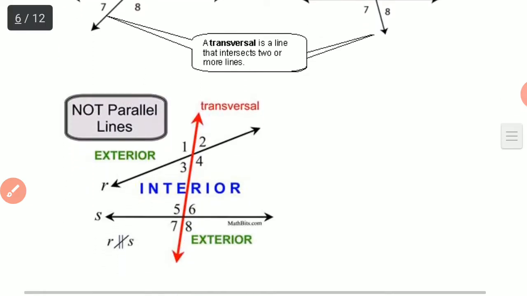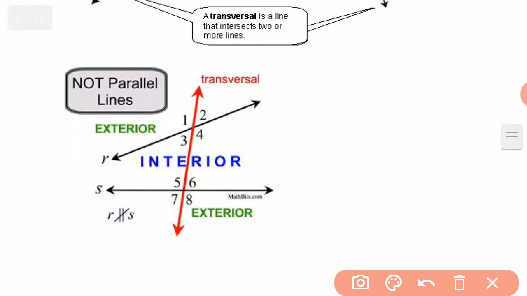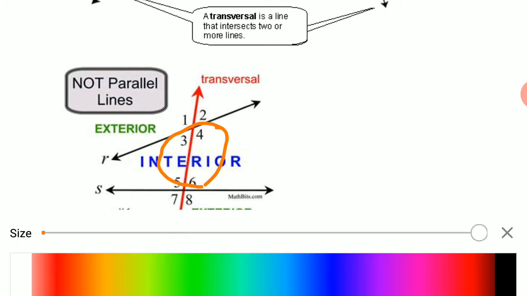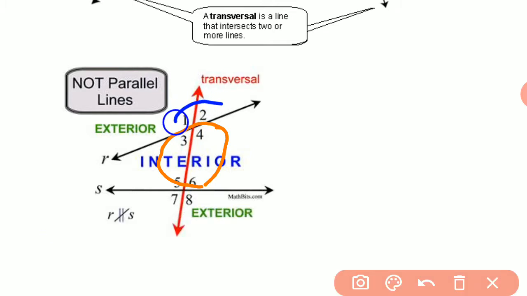Now, when a transversal intersects two lines, there are 8 angles formed, 4 angles here and 4 angles here. Angles 3, 4, 5, 6 are known as interior angles, and angles 1, 2, 7, 8 are known as exterior angles.